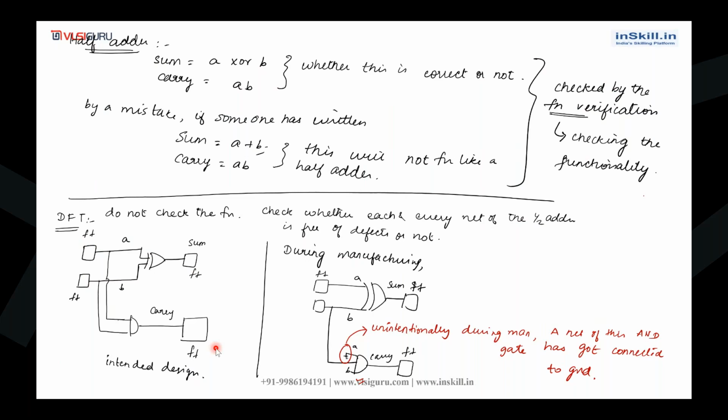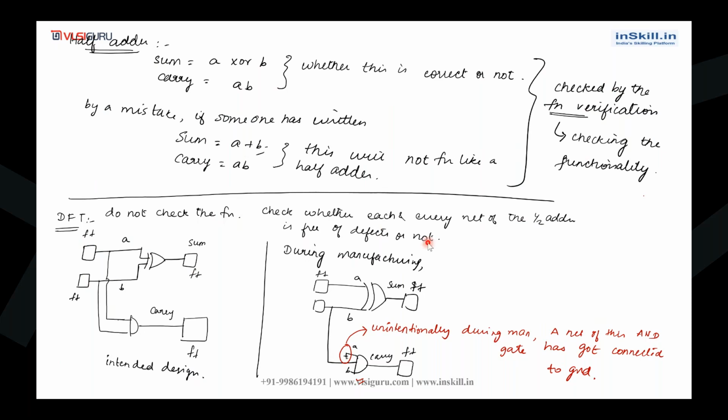Now suppose that unintentionally during manufacturing, the A net of this AND gate got connected to ground. These kinds of things will only be checked by the DFT team. The DFT team does not check the functionality. We check whether each and every net of the half adder is free of defects or not in this example.